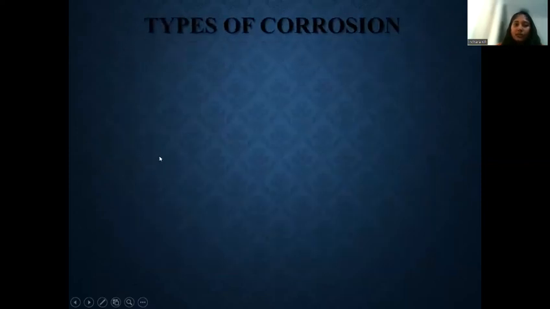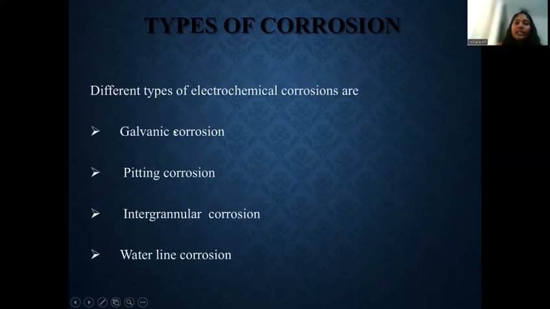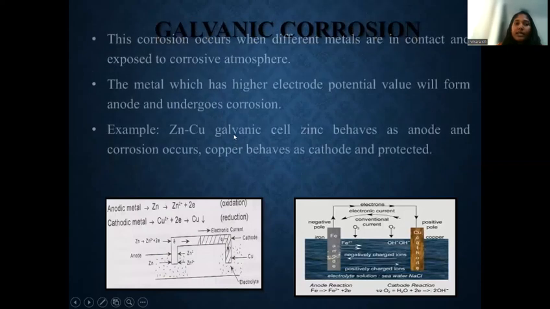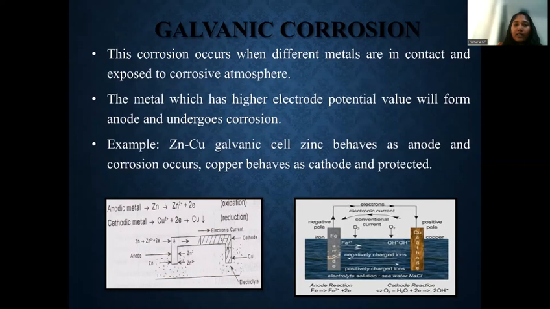Here, the types of corrosion. Different types of electrochemical corrosions are galvanic corrosion, pitting corrosion, intergranular corrosion, waterline corrosion. Galvanic corrosion. This corrosion occurs when different metals are in contact and exposed to a corrosive atmosphere. The metal which has higher electrode potential value will form anode and undergoes corrosion. Example, zinc and Cu, galvanic cell. Zinc behaves as anode and corrosion occurs. Copper behaves as cathode and it is protected.